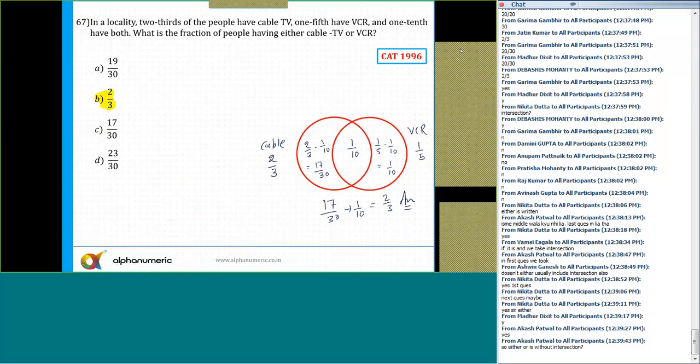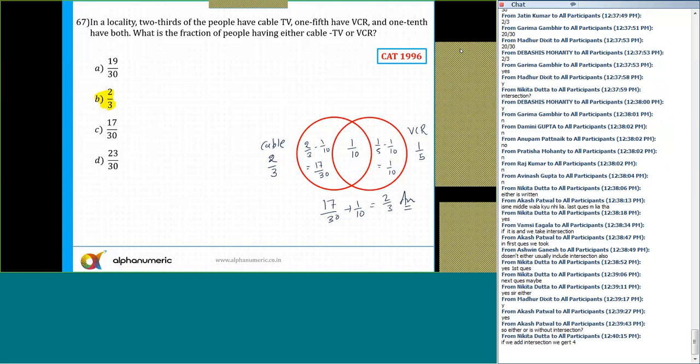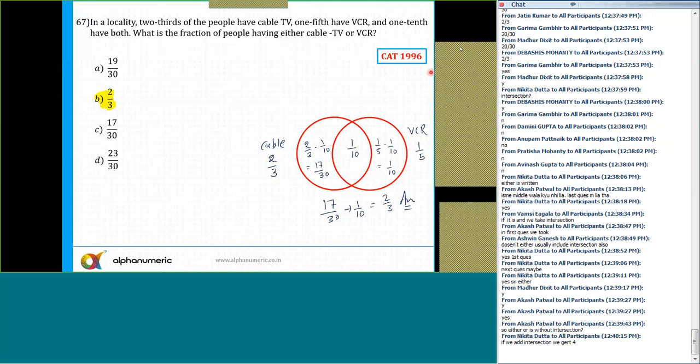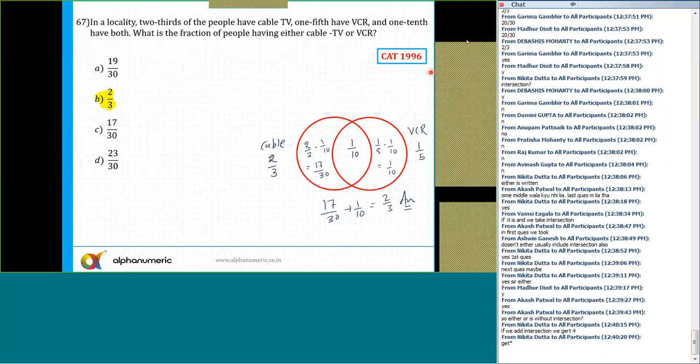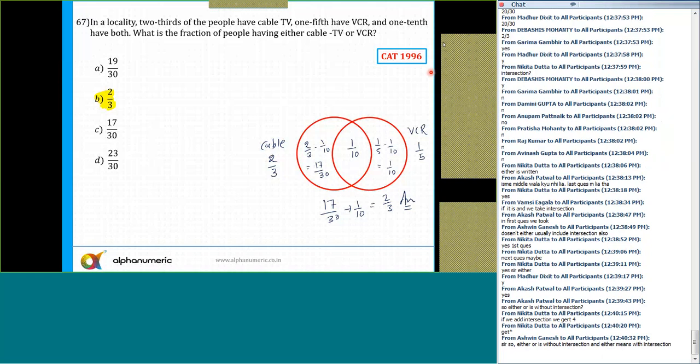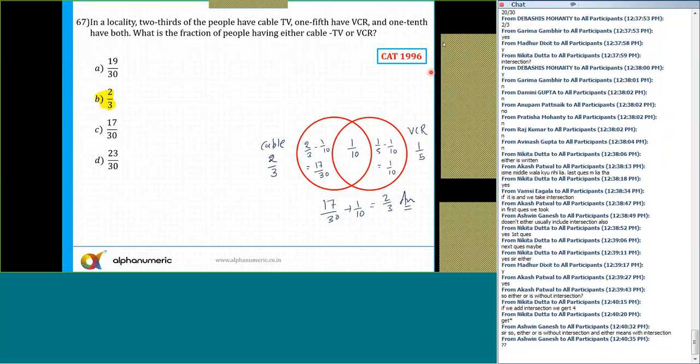Here, I think in this question they mean to say that either this one or, if there is any confusion, the better wording would be: what is the fraction of the people having either cable TV or VCR but not both. In that case, you can say the answer is 2 by 3. If I'm including both, in that case the answer is 23 by 30. So there can be a confusion here. Yes, if you add the intersections, you'll get 4. So in the first question, the language was either or both. All the three were mentioned, so that's why we have taken the middle part also. But here the both is not mentioned. Clear now? So can we move to the next slide?